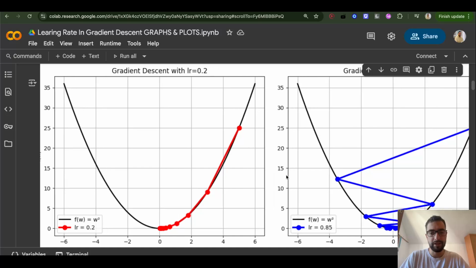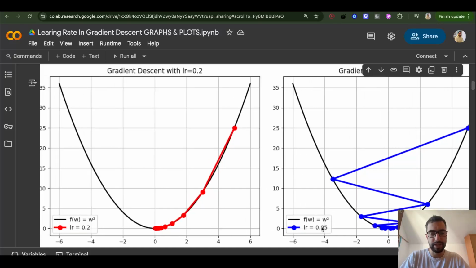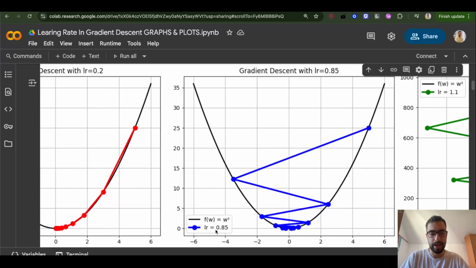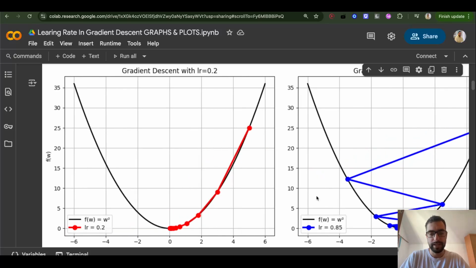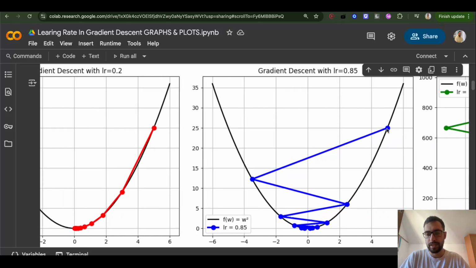Okay, and here is what happens if it's the same thing, but the learning rate is a bit higher. Instead of 0.2, it's 0.85. So you see now, going from this weight, we subtract and we land at this weight. Here the loss is this, okay? And now it's less steep. So now we subtract, go here, here. So this is also converging. It's just that we are making bigger steps because the learning rate is higher, but this is still converging.